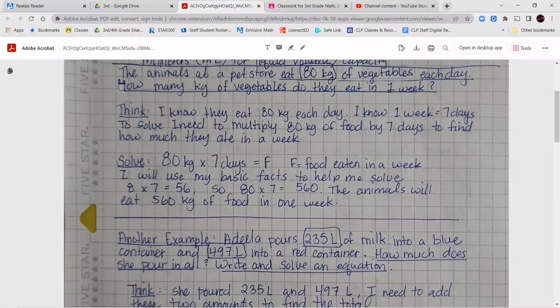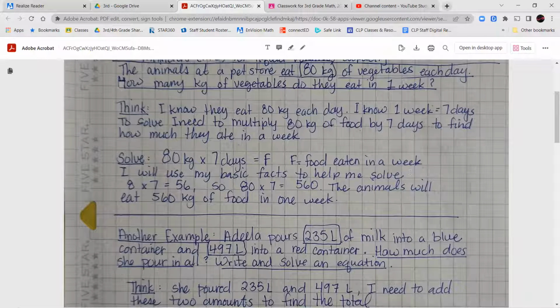Now, for our first example question, it says the animals at a pet store eat 80 kilograms of vegetables each day. How many kilograms of vegetables do they eat in 1 week? So I need to stop and think. I know they eat 80 kilograms each day, and I know that 1 week is equal to 7 days. So to solve this, I need to multiply 80 kilograms of food by 7 days to find out how much they eat in 1 week.